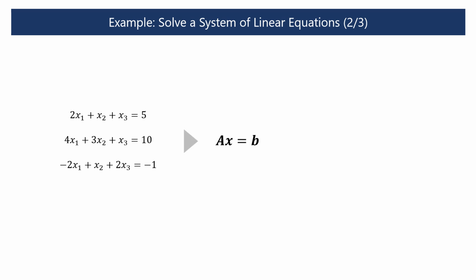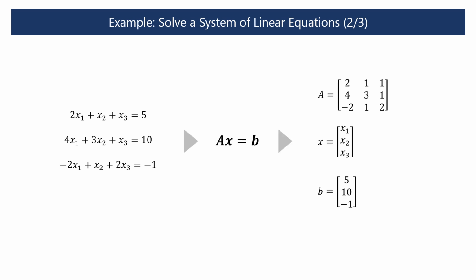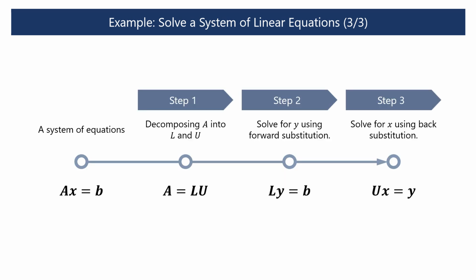We can write this system in matrix form, where A is the coefficient matrix, X is the column vector of unknowns, and B is the column vector of constants. So, let's write it out explicitly. The matrix A contains the coefficients of variables in the system. The vector X represents the unknowns we want to solve for, and B is the vector of constants. Now, let's go on to these three steps.